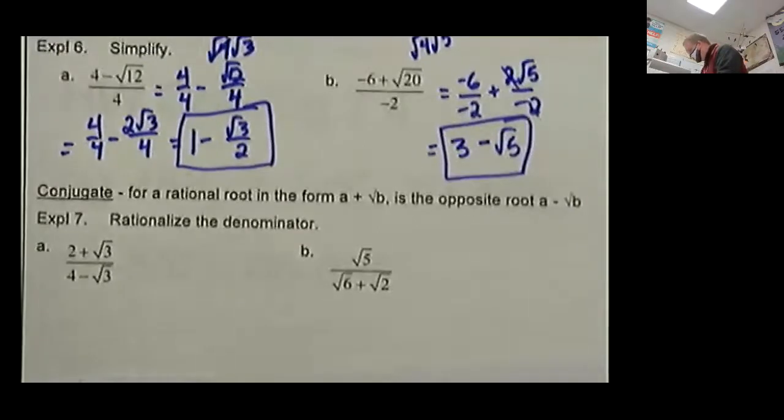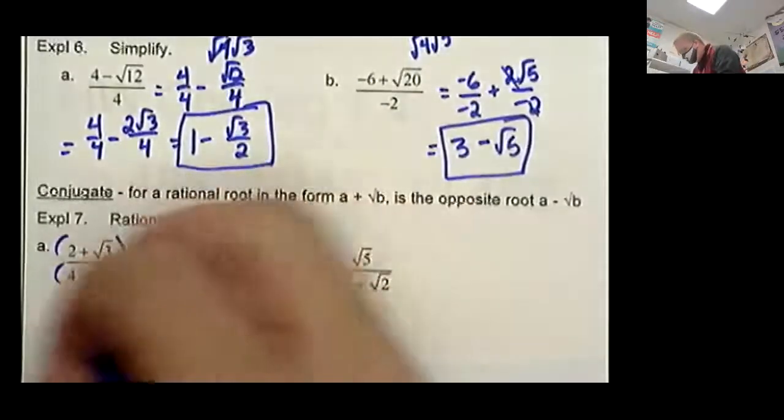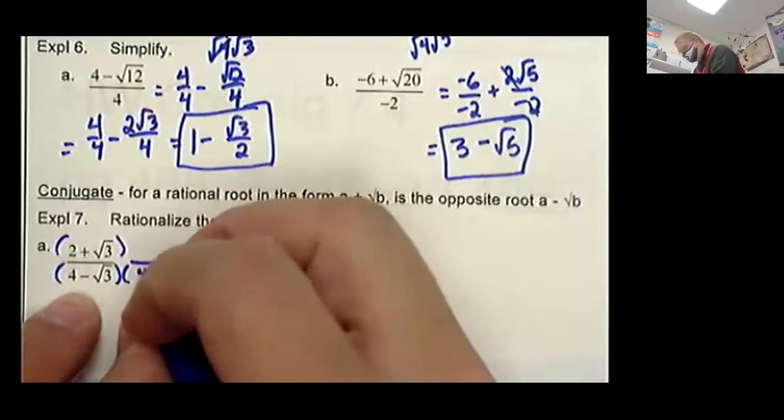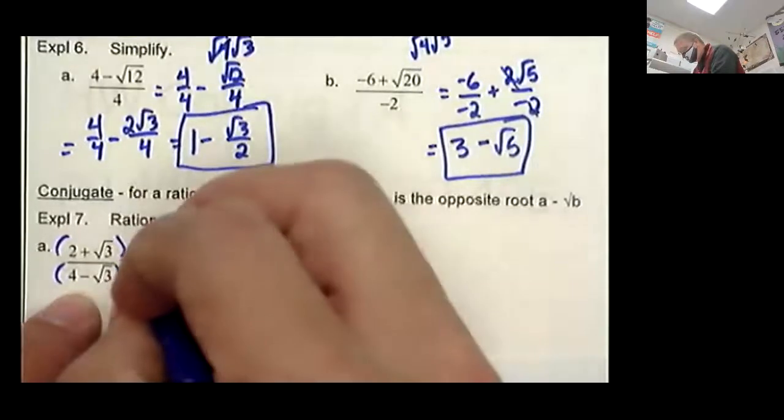So how are we going to do this? We're going to rationalize the denominator by multiplying. The denominator, we're just going to multiply by the conjugate. The conjugate is 4 plus root 3.